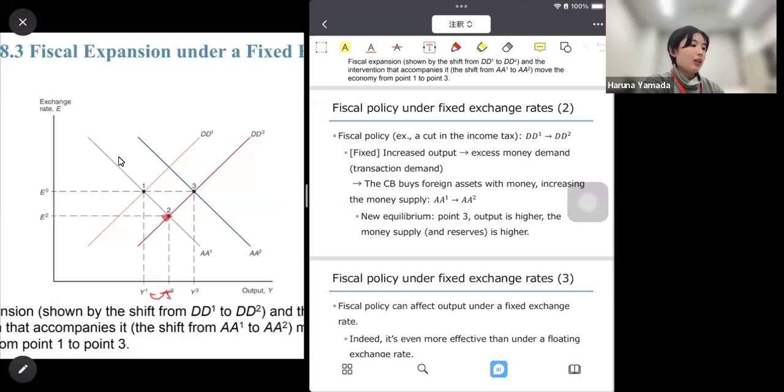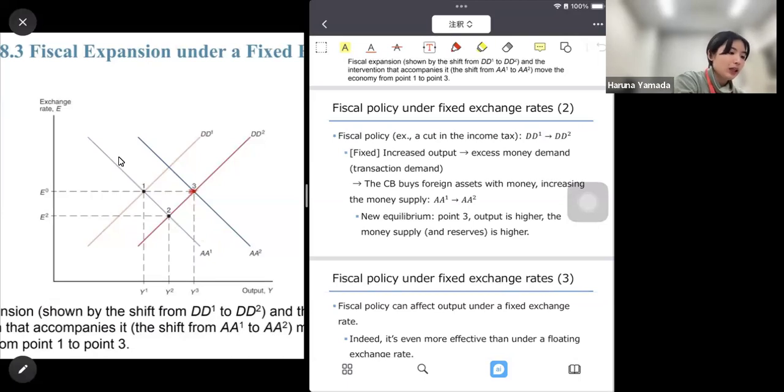Then the central bank buys foreign assets with money, increasing the money supply, AA1 to AA2. So AA shifts according to the money supply increase. Then the new equilibrium is point 3 here. Output goes higher, and the money supply and reserves are higher. So this is the final equilibrium, point 3.